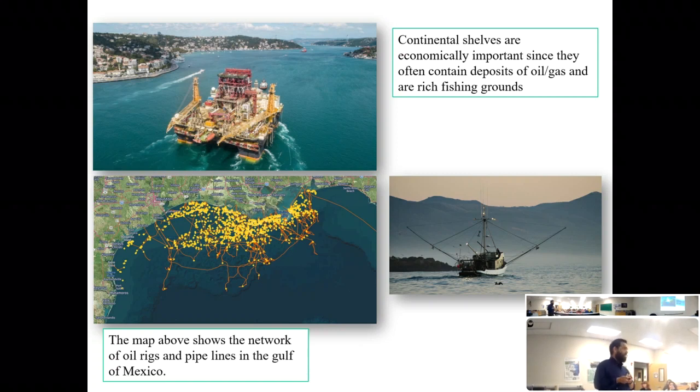And can you see all the little orange lines connecting them? Those are all underwater pipelines connecting all of them. So there's a huge network of oil rigs keeping the oil and the gas flowing out of the Gulf. Lots of oil and gas in the Gulf. We'll talk in a little more detail later about why that is. Also, it's a very important fishing area. The continental shelves are very rich in marine life and fish, so they're important for that as well.